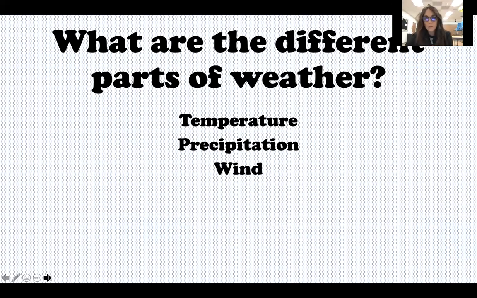We have wind, which is just air that moves. We're going to see 2 tools that measure wind. One measures wind direction, so it tells us which way the wind is blowing from. And another tool that measures wind speed, which will tell us how fast the wind is blowing. Cloud cover, again, if it's sunny, partly cloudy, overcast.